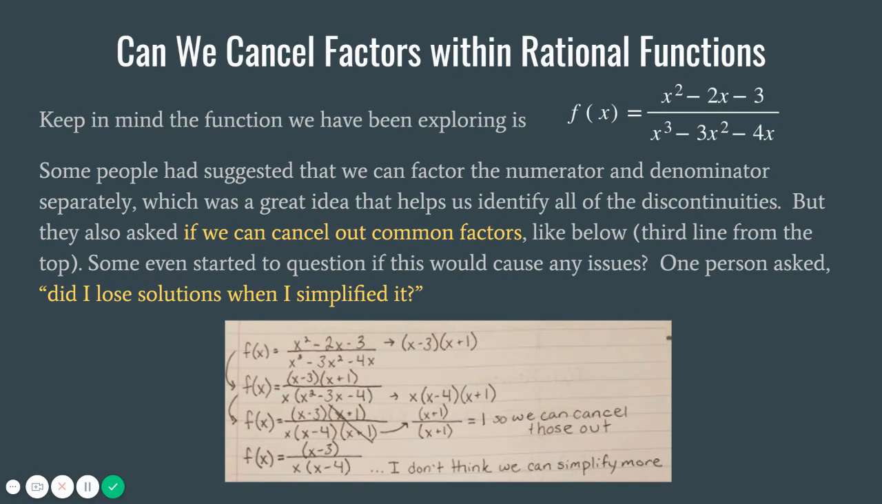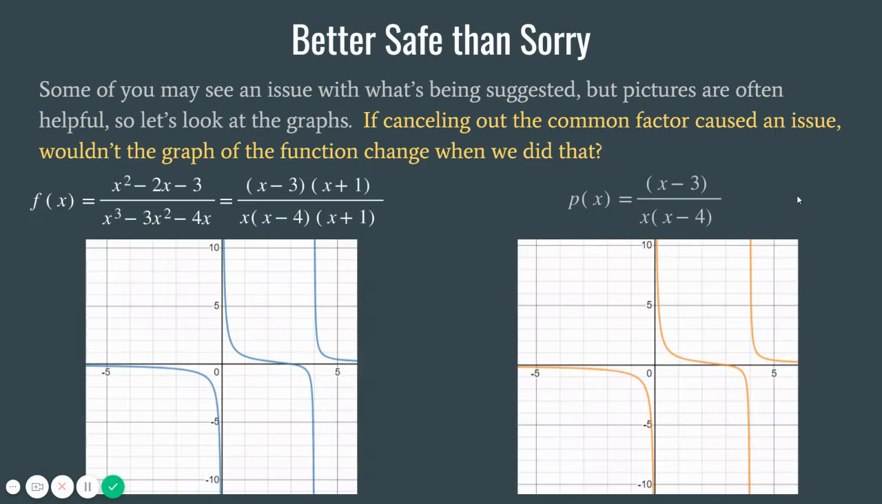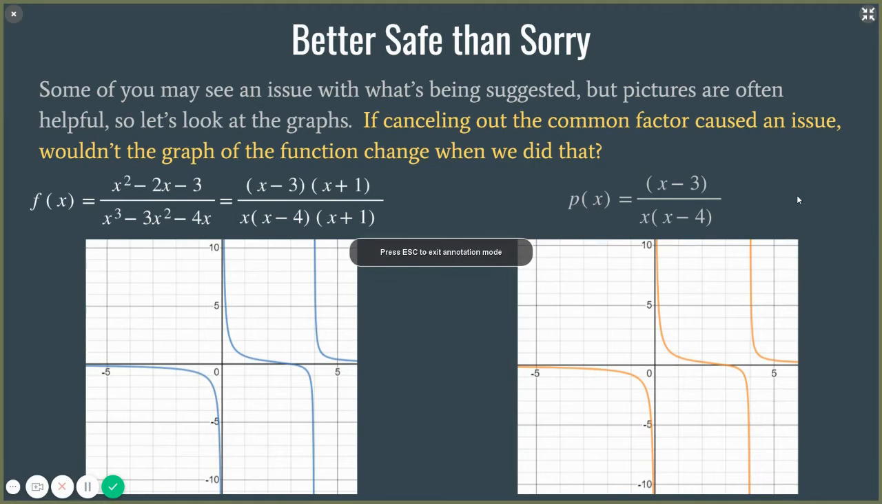So what happens when we cancel this out? Well, it's better safe than sorry. Let's not just go ahead and say, like, yes, we can. And some of you might have already seen that there's an issue when we cancel out that factor. And again, here we can see that this is the factor they're suggesting that we cancel, right? Which would then lead us to p of x if we did that. And so rather than just say, yeah, we can, it seems logical, let's do it. What if we looked at the graphs?